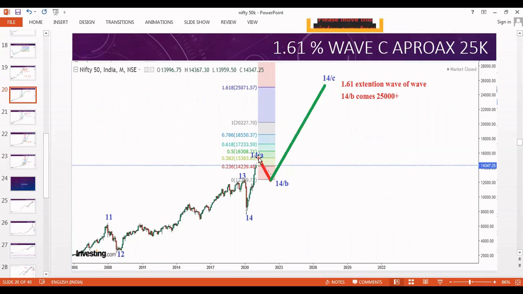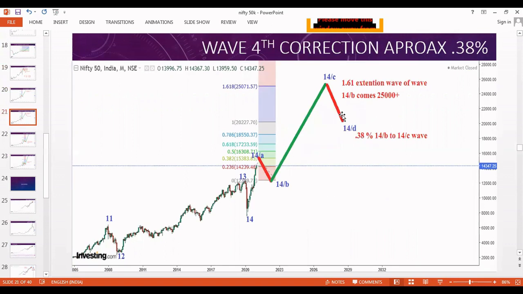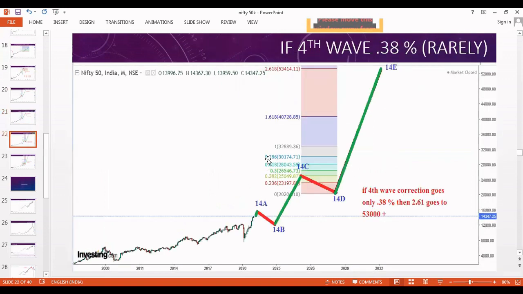For the extension of the first wave, we got a target of 25K for the third wave. Then we get a retracement of it. We know that the fourth wave retracement mostly comes at 50% of the third wave, and rarely comes at 38%. First we check for 38%. If it is 38%, it comes to somewhere around 20,200, or near about 20,000. If 20,000 is the target, then the fifth wave extension is going to be somewhere around 2.61.